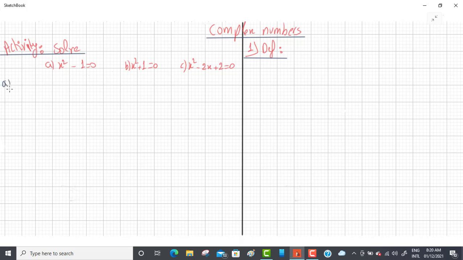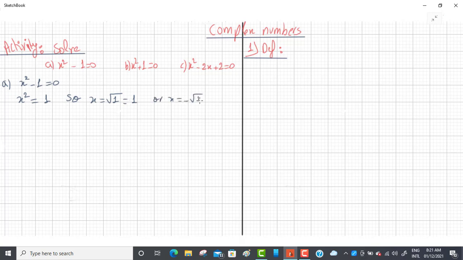For example, equation number 1, solve x squared minus 1 equal to 0. It means that x squared equal to 1. So x equal plus radical 1, which is 1, or x equal minus radical 1, which is minus 1. There is no problem with this equation.